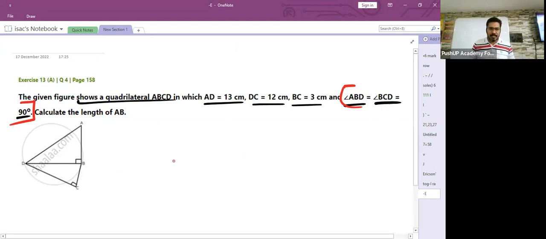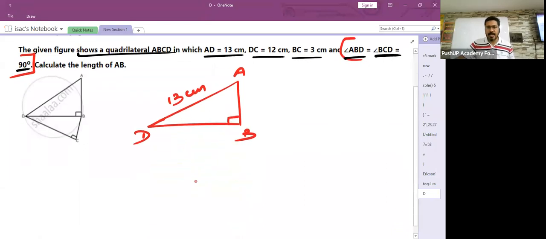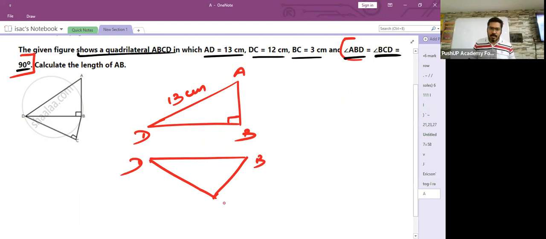Okay, now see, this is the figure. If you notice, children, it is a combination of two right angle triangles. This is your right angle triangle ABD, where angle B is 90 degrees. AD is how much? 13 centimeters. Then, anything else in this triangle? No. But children, they have given you one more right angle triangle. This is the other right angle triangle. This is D, this is B, and this is C. Triangle DCB, where angle C is equal to 90 degrees.